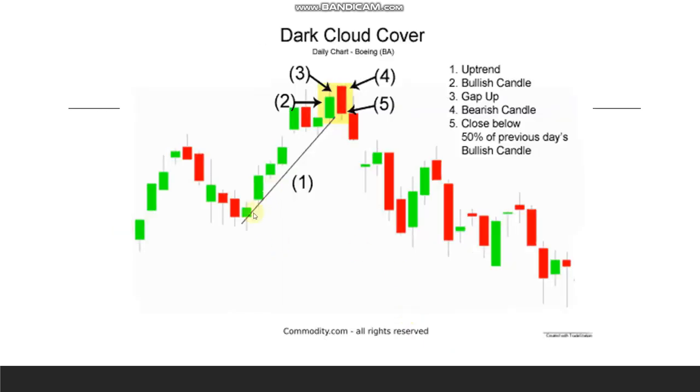Again, see this market is going up, green candle, then a red candle opens gap up, closes below the 50% of the body of the previous green candle, and there was a change in trend and the market started going down. So this is how a typical dark cloud cover pattern looks.